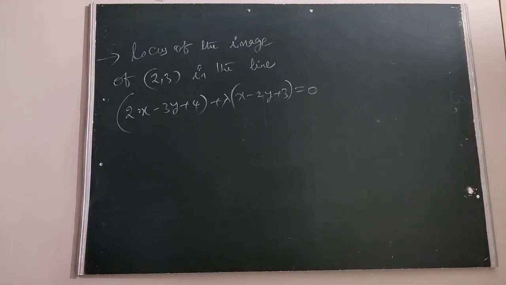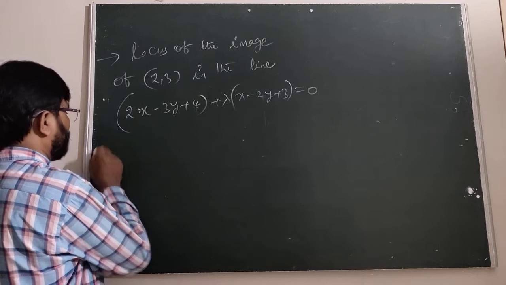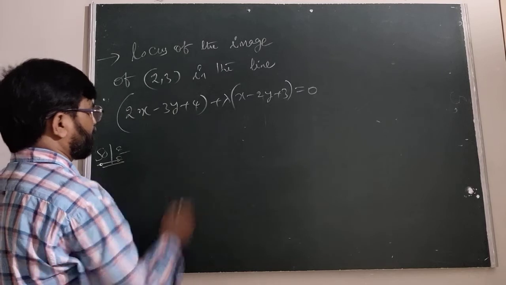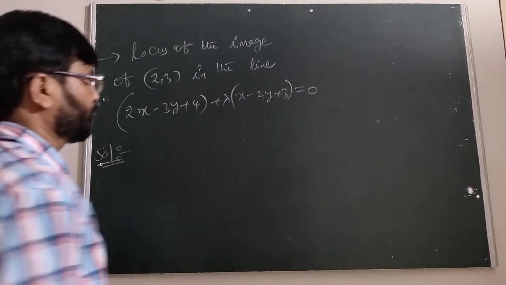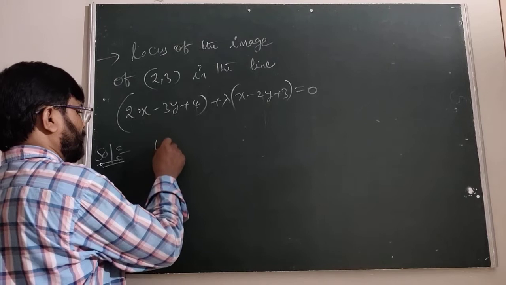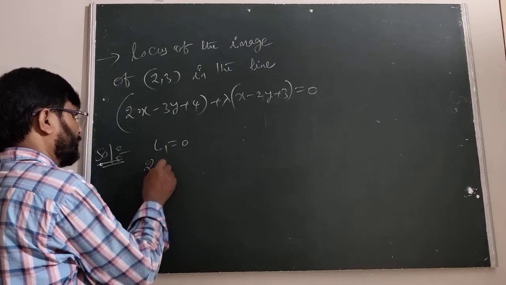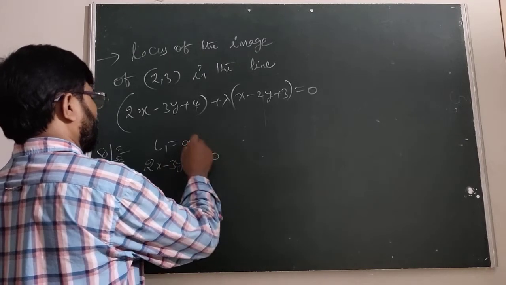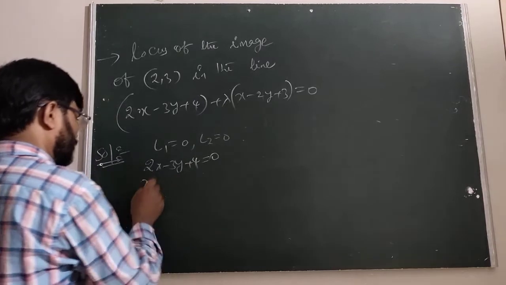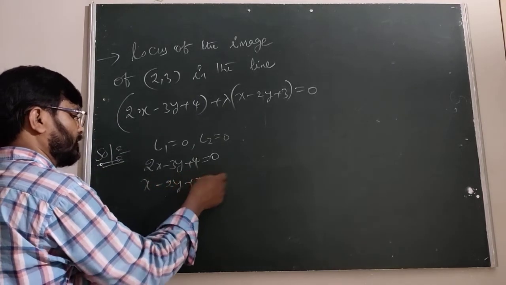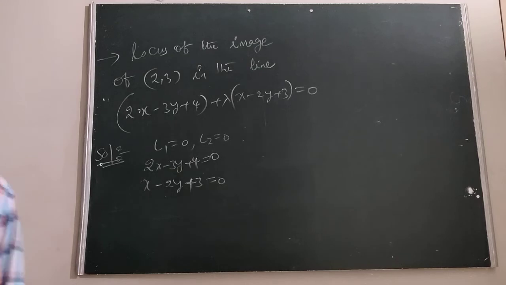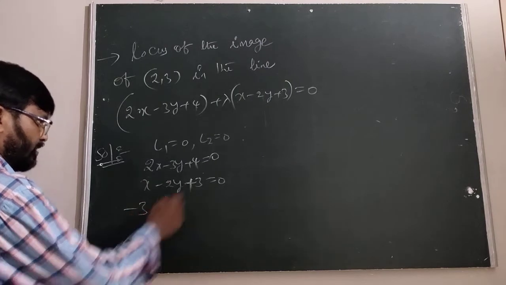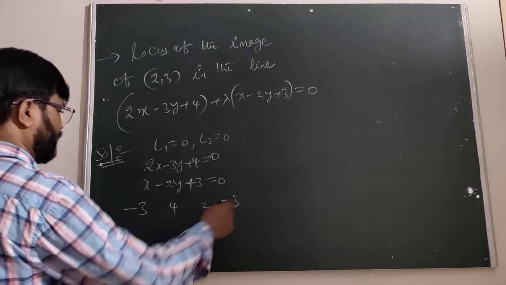Here we have to compare with L1 + λL2 = 0. Is it clear? So L1 = 0 is 2x - 3y + 4 = 0, and L2 = 0 is x - 2y + 3 = 0. Is it clear? This is one of the previous questions. So here the point of intersection is found with coefficients -3, 4, 2, -3.